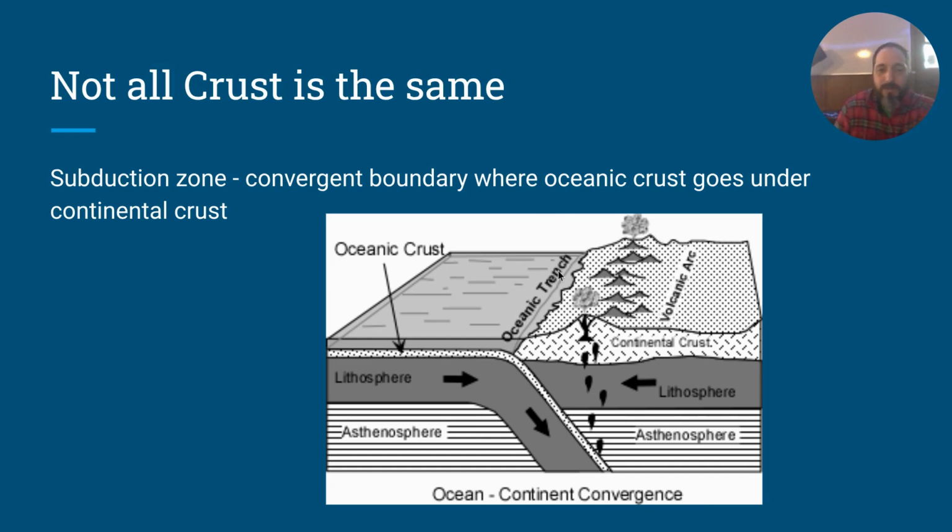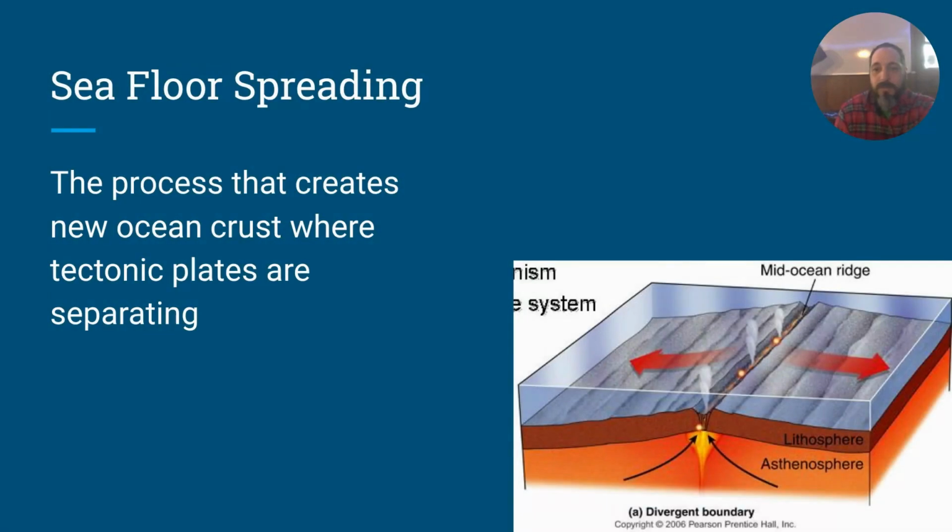So this is kind of the calling card of a subduction zone. You're going to see a trench and a volcanic arc. Those two things in the same spot mean you've got a subduction zone, and you have oceanic-continental convergence going on.